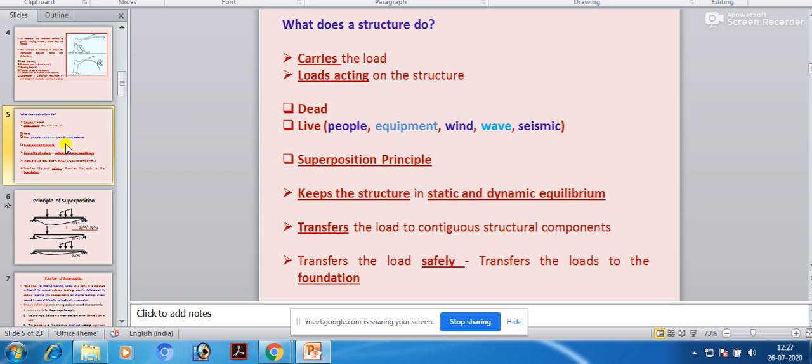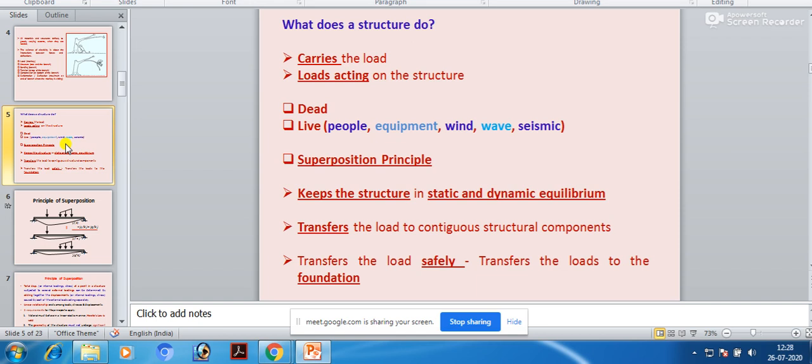But other than that, there are primarily another three kinds of live loads which are very, very important, and you must consider them while designing or analyzing a structure. They come from nature. The natural live loads are basically the wind load, the wave load, meaning the sea waves, and the seismic load, meaning the earthquake.